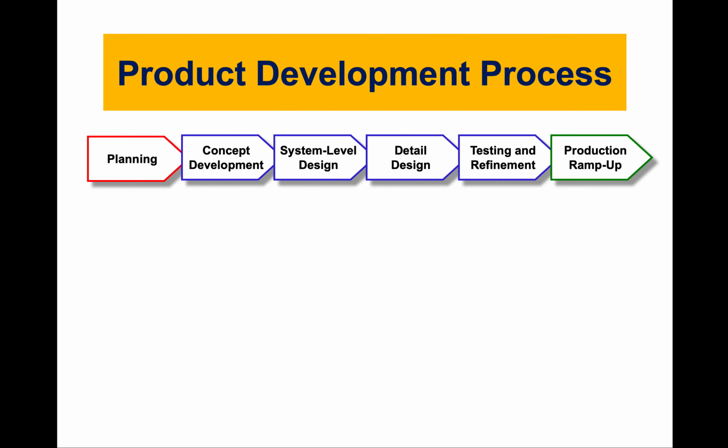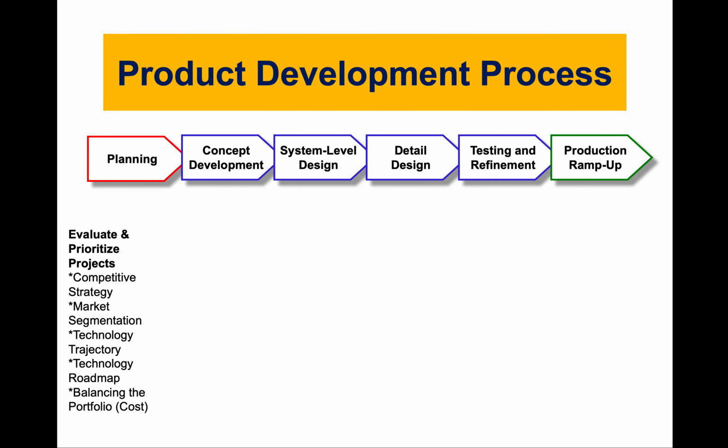If we go back to the product development process, this is the general layout. We started with planning and we are working on concept development, right? This is the second phase, which we're still in actually. After generating a lot of concepts and selecting a couple of concepts that we wanted to move forward with, we need to test them. So at this moment, we need to evaluate and prioritize the projects.